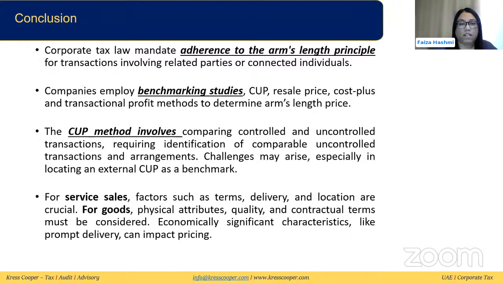For goods, it might be that the products are physically different, the quality is different, or there can be a very vast range of contractual differences between different parties. So it is very difficult to gauge what these adjustments are going to be.